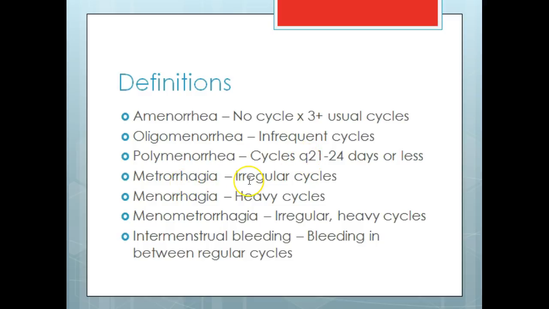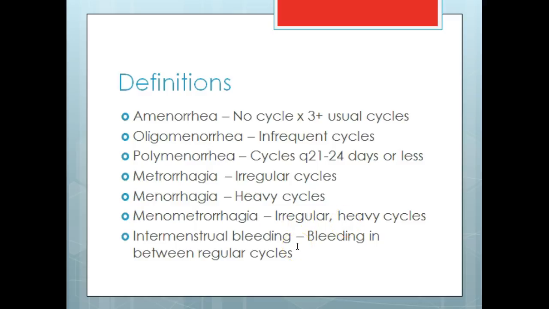Metro means irregular cycles. So somewhat similar to oligo, but rather than focusing on there ultimately being very few cycles, this is saying we just really don't know when it's going to be. Maybe it's 15 days and then it's 30 days. So they won't be quite so spaced out likely as opposed to oligomenorrhea. Then menorrhagia means heavy flow or heavy cycles. And then menometrorrhagia is combining the two, so irregular heavy cycles.